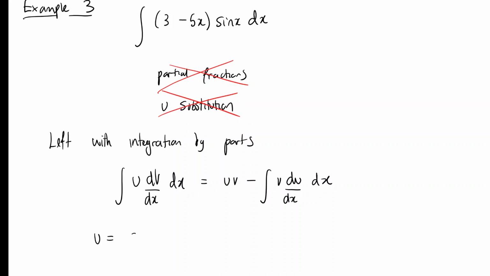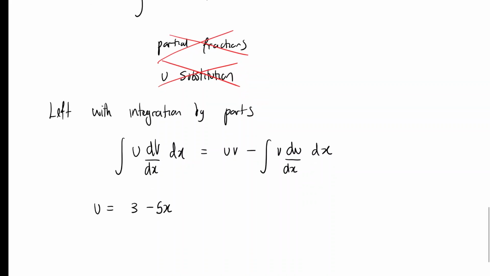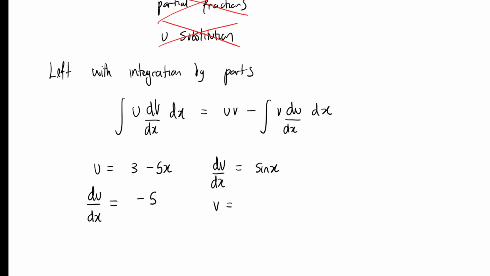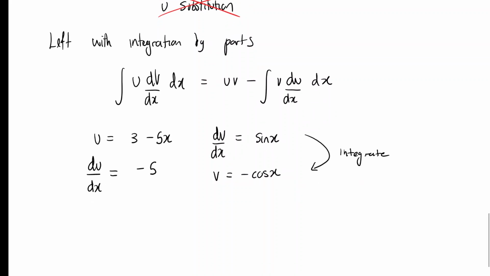If u is equal to 3 minus 5x, when we differentiate that, it just becomes a constant, which makes the whole process much simpler. It becomes minus 5. Then let dv dx equal the other part, which would be sine x, the bit of the integrand that's left over. The integral of sine x, because we've got to integrate here, is minus cos x. And now we can assemble this side of the integral.